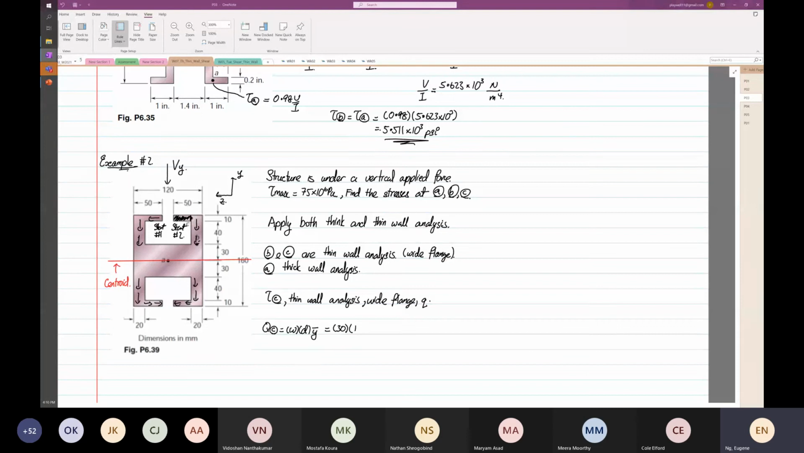The depth is 10. Then that will be equal to 160 divided by 2 minus 10 divided by 2. So this will be equal to 30 times 10 times 80 minus 5. So it's equal to 22,500, or 22.5 times 10 to the power 3 millimeter cube, or 22.5 times 10 to the power minus 6 meter cube.